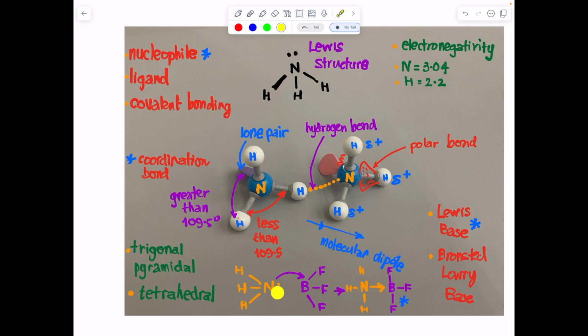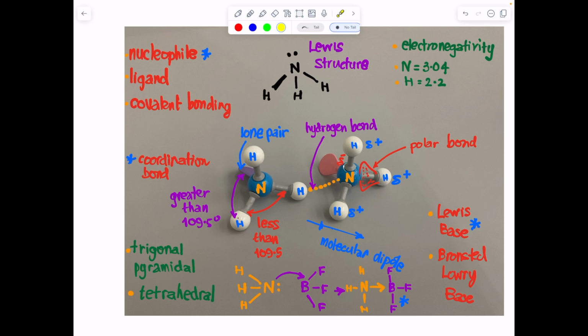And in donating its lone pair, it also behaves as a Lewis base, which is the definition of a Lewis base. And then, of course, it bonds with BF3 here, and it forms a covalent bond, but a special type of covalent bond called a coordination bond, where the lone pair of the nitrogen shares both electrons, and the coordination bond is represented as an arrow going this way.